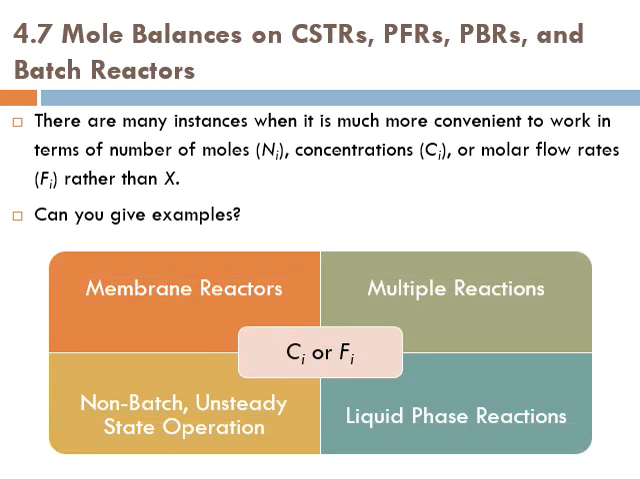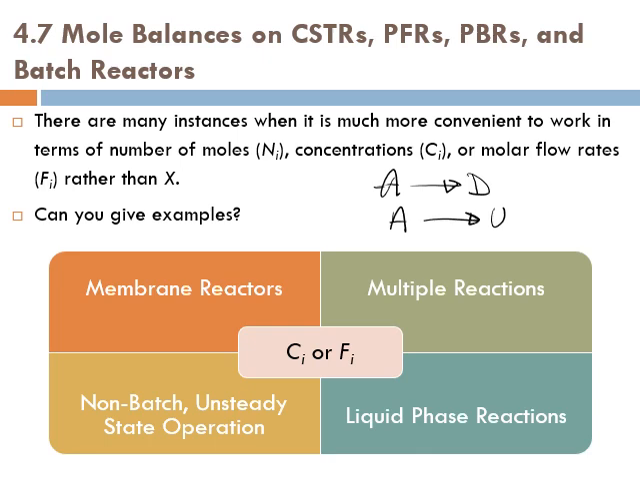Okay, so I'm going to share with you these four cases, and I'm going to explain one today, and then talk about the rest later on. One of the cases is multiple reactions. In multiple reactions we don't like to deal with X, for a simple reason. Let's take this reaction: A goes to the desired product, and A could also go to an undesired product. If we talk about X in this case, it will be useless. It will not give you the full information.